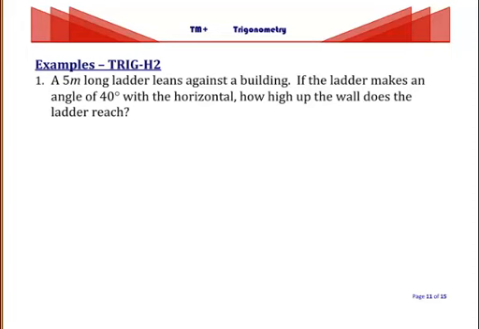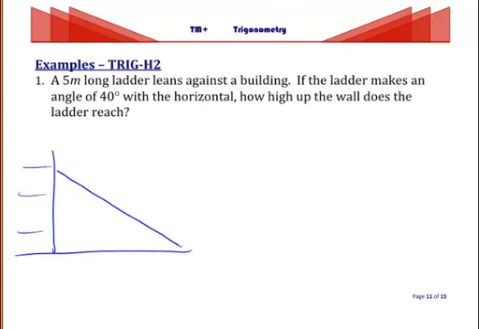Next, a 5 metre long ladder leans against a building. Now we're into our mix section here, Trig H2. So a 5 metre ladder leans against a building. You find in Trig there's a lot of ladders leaning against buildings. So we're going to assume this is my right angle, ground's flat. It's a 5 metre long ladder.